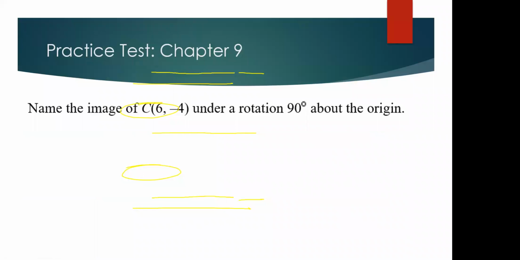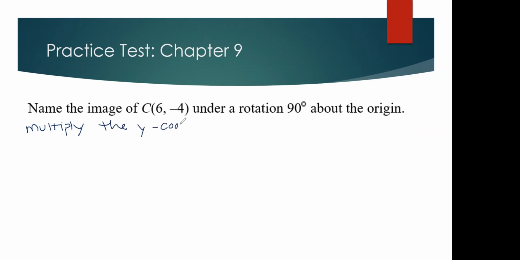So let's look at some of these. It says name the image of point C, which is (+6, -4), under a rotation of 90 degrees about the origin. So for a 90-degree rotation, you're going to multiply the y coordinates by -1, then interchange x and y. Okay. So let's go ahead and do that then.